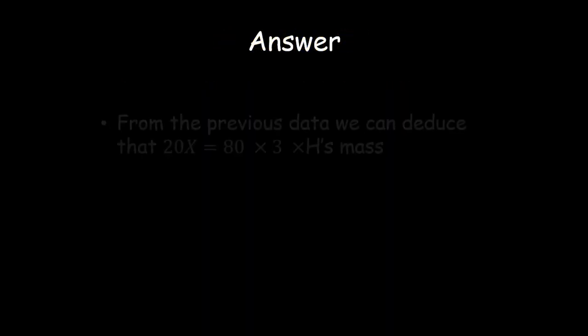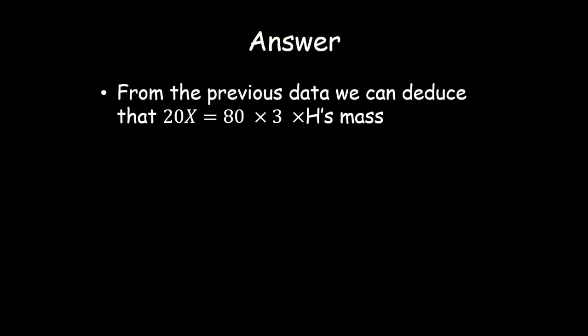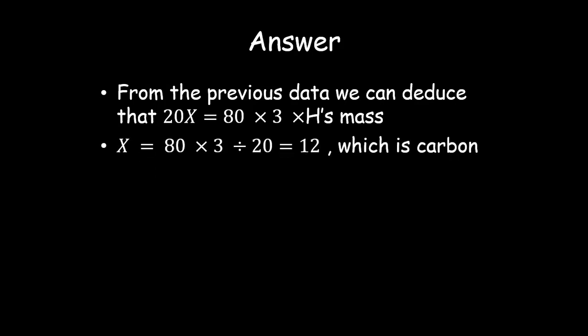So we throw the 80 in the opposite direction and we get the 20 with the X. So 20x equals 80 times 3 times hydrogen's mass. Solving the equation, x equals 80 times 3 divided by 20, which equals 12. 12 is the mass number of carbon. So the answer is B.